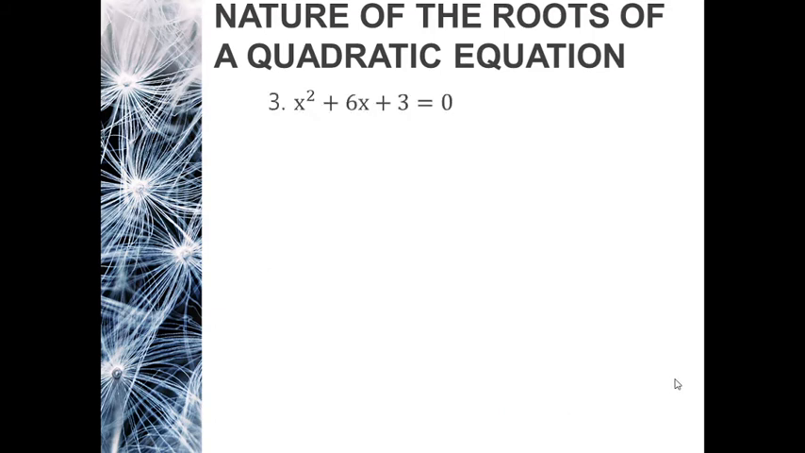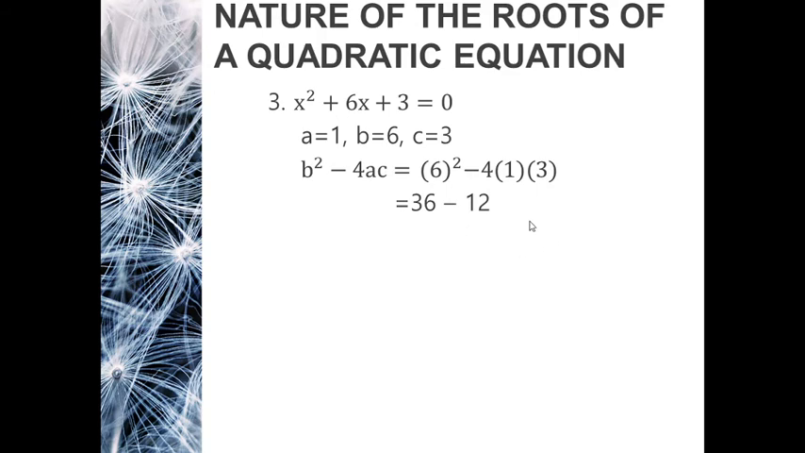Okay, example number 3, we have x squared plus 6x plus 3 is equal to 0. So again, we are going to identify the values of a, b, and c. So a is 1, b is 6, c is 3. So substitute ulit natin yan sa discriminant. So we have 6 squared minus 4 times 1 times 3. 6 squared is 36, and negative 4 times 1 is negative 4 times 3. So we have negative 12. So we have 36 minus 12. 36 minus 12 is 24. And 24 is not a perfect square.